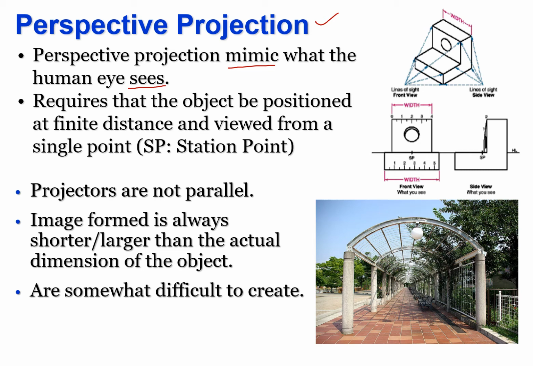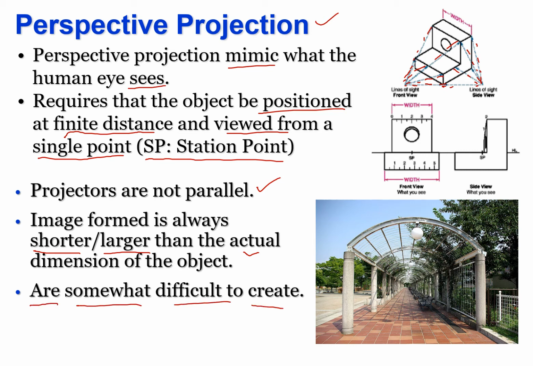So in perspective projection, the object is positioned at a finite distance and viewed from a single point, a single station point. In perspective projection, as you remember, the lines of sight are not parallel. As you can see, they actually converge at a single point. So that's why the true size of an object cannot be drawn. Images formed are always shorter or larger than the actual dimension of the object and are somewhat difficult to create. So let's look at some types of perspective projection first.